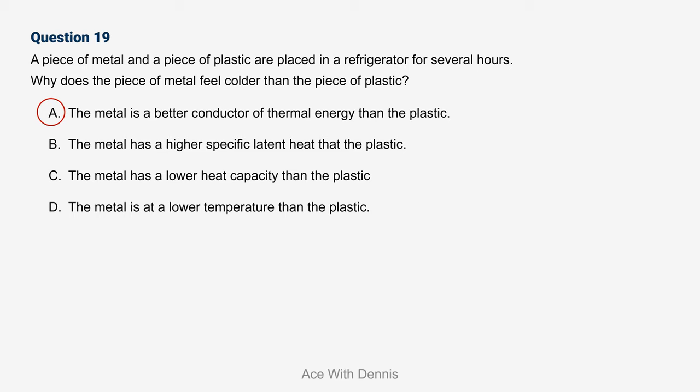Alright, so as we have discussed in question 17, metals have free electrons, or electrons that move freely, compared to non-metal materials, in this case plastic. Therefore, metal can transfer heat faster than plastic. Hence, metal is a better conductor of thermal energy than plastic. And that's the reason we feel colder when we touch the metal compared to the plastic.